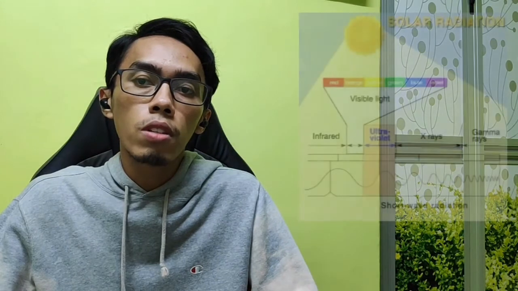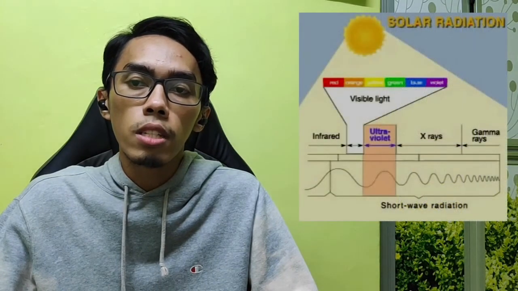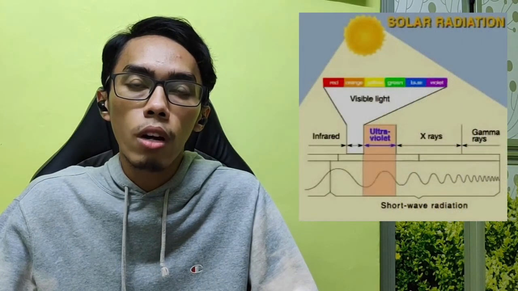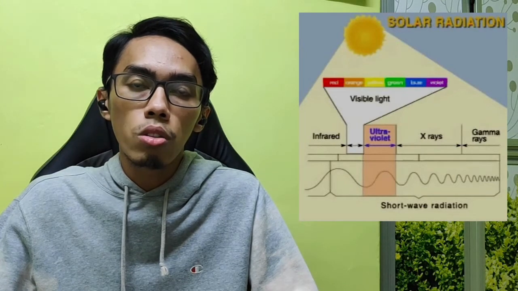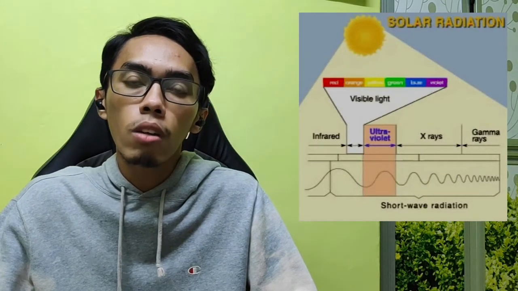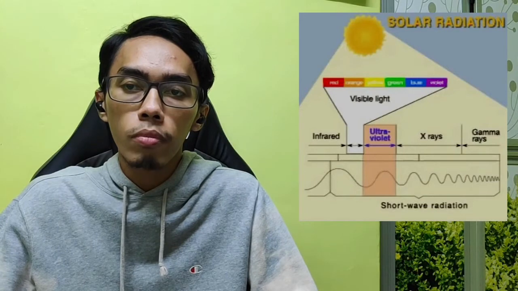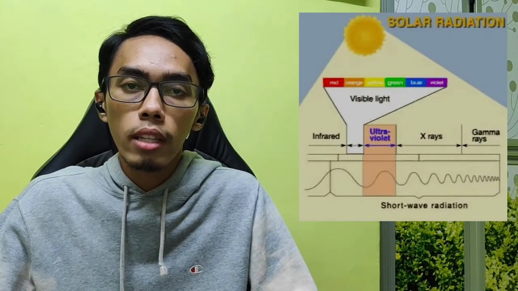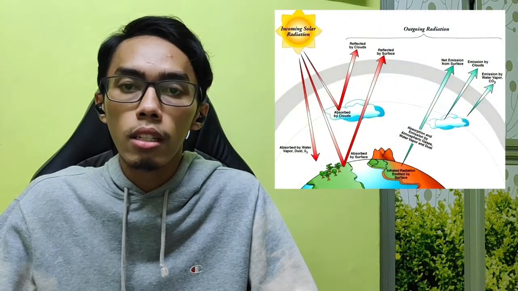Solar radiation refers to the energy emitted by the Sun. Most of solar radiation is the visible light we see with our eyes, but it also includes wavelengths which we cannot see. So next I will explain about atmospheric radiation.